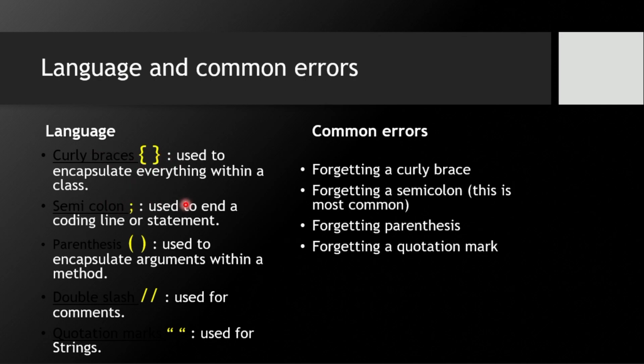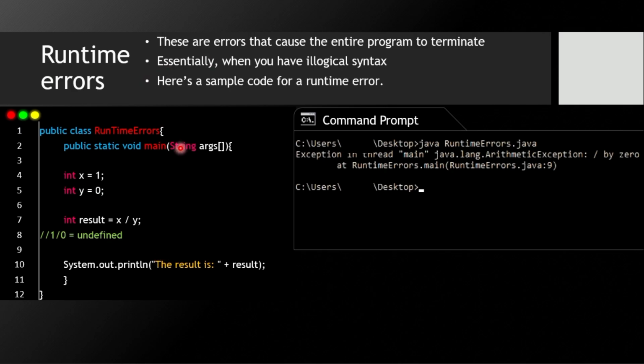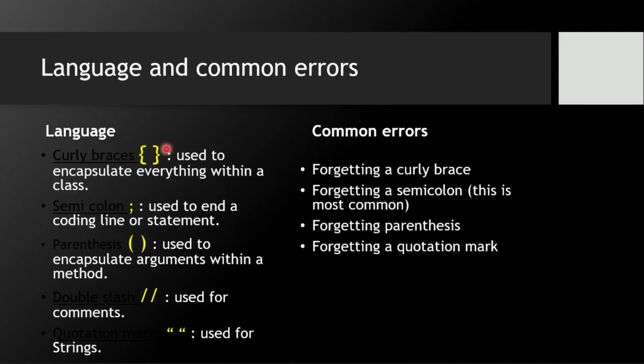And a semicolon is used to end the coding line or statement. I think I explained that earlier on. Parentheses are used to encapsulate arguments within a method. So like this method here, String args, or this method here, the println method, it's used to encapsulate these guys here. So every time you want to have a method, you always start and end with the parentheses.